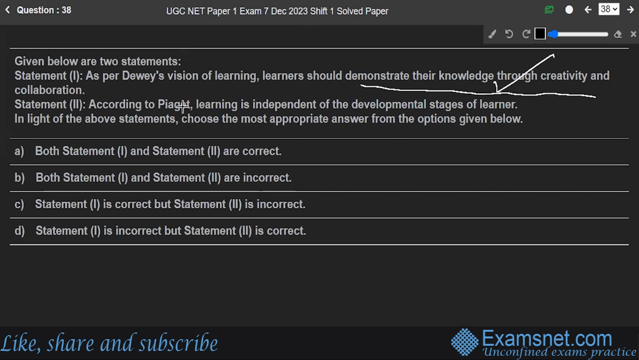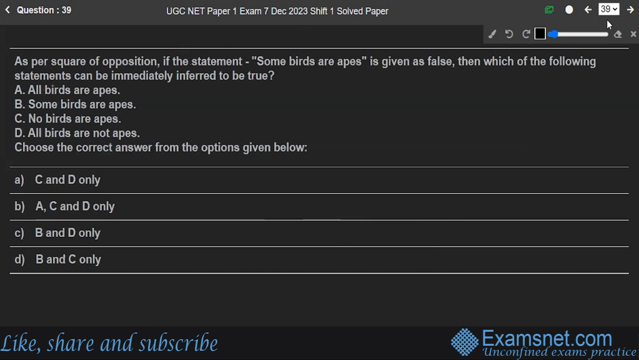Second statement. According to Piaget, learning is independent of the developmental stages of the learner. No, that's wrong. This second statement is wrong because according to Piaget, learning is not independent of the developmental stages of the learner. So the first one is correct and the second one is incorrect. You have the C option as the right answer to the question. Hope you understood this. Next is the 39th question.